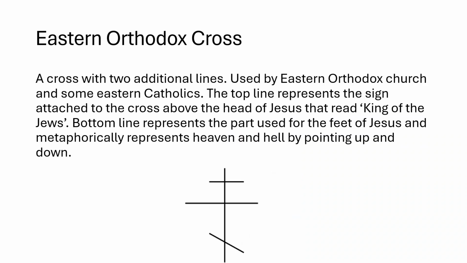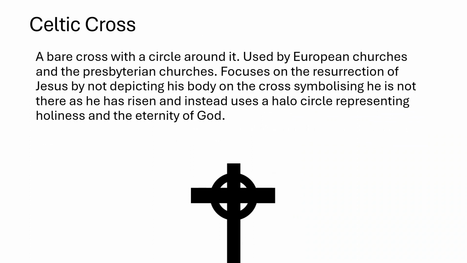Eastern Orthodox cross. A cross with two additional lines. Used by the Eastern Orthodox Church and some Eastern Catholics. The top line represents the sign attached to the cross above the head of Jesus that read, "King of the Jews." The bottom line represents the part used for the feet of Jesus and metaphorically represents heaven and hell by pointing up and down.